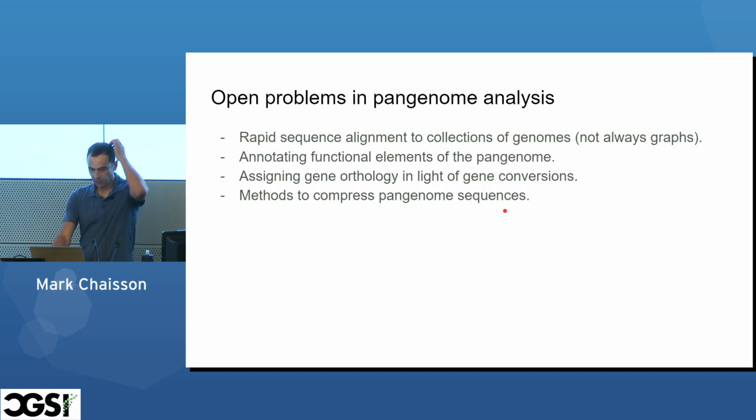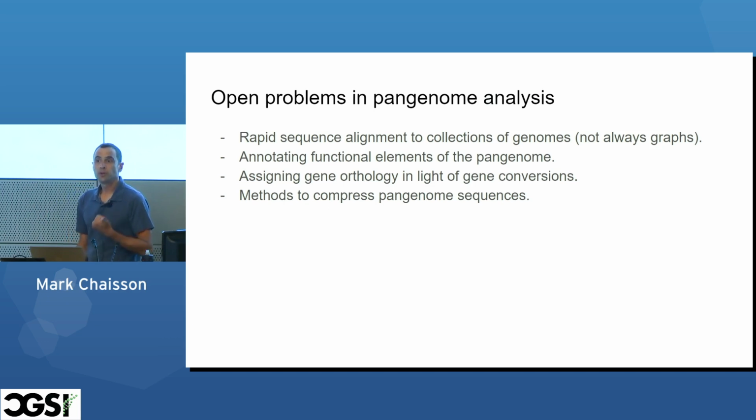Since there is a little bit of leftover time, here are some open problems that I see in pangenome analysis. One thing we're working on, and I think is an open problem, is rapid sequence alignment to collections of genomes. So you have a large number of closely related individuals, and you haven't yet turned them into a graph. I think there are some issues, especially around repetitive DNA, in determining how that graph should be built. So maybe just leave them as individual sequences.